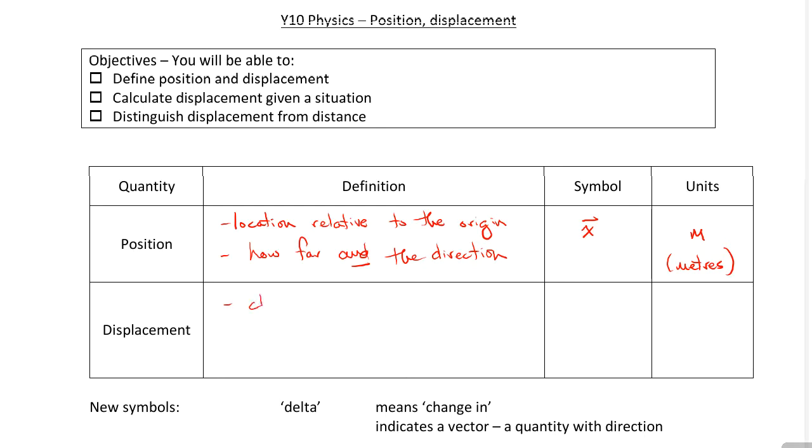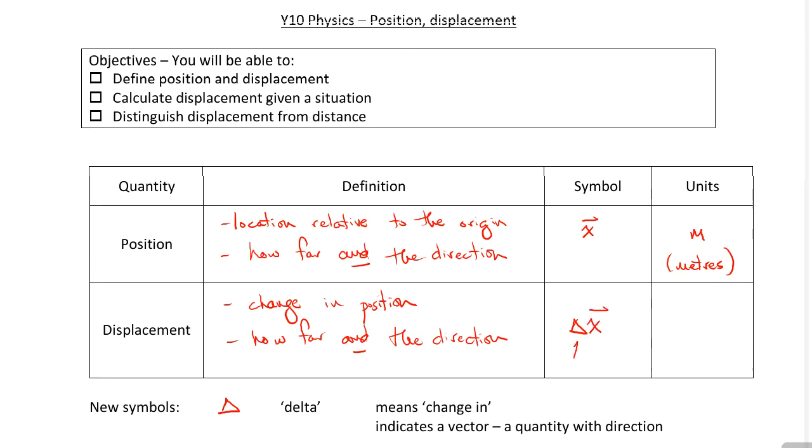Displacement is just the change in position. So if something moves from one place to another, its position changes, and the displacement measures, again, both how far it has moved and the direction in which it's moved. So because it's the change in position, its symbol looks similar to the symbol for position. We're going to write a delta in front of it. That delta is a new symbol, and it means change in, so that's a new symbol for you. Delta means change in, and then we put X like this.